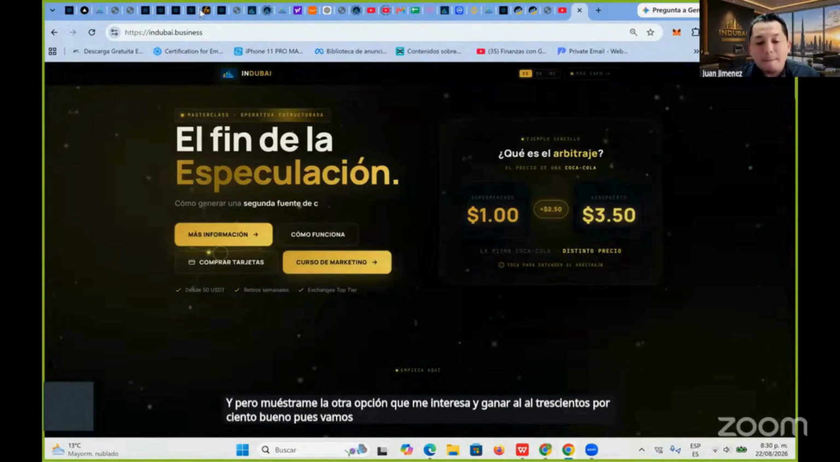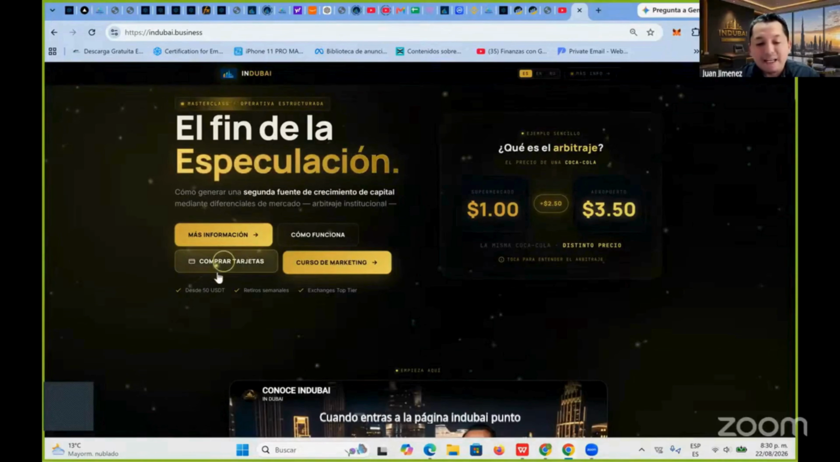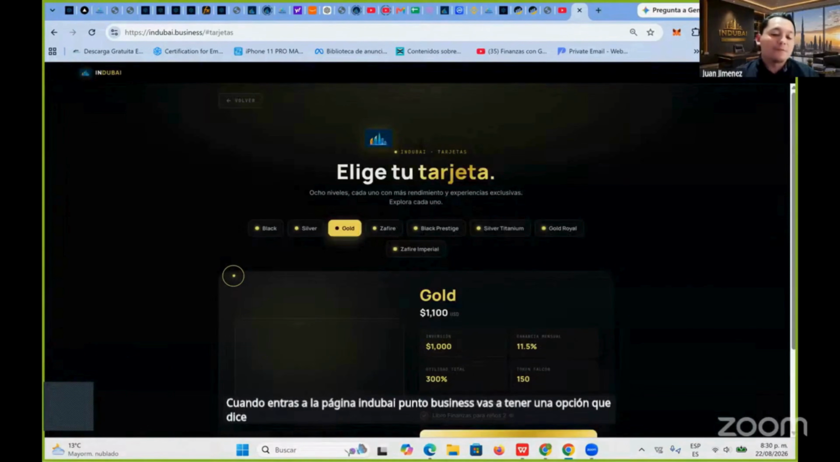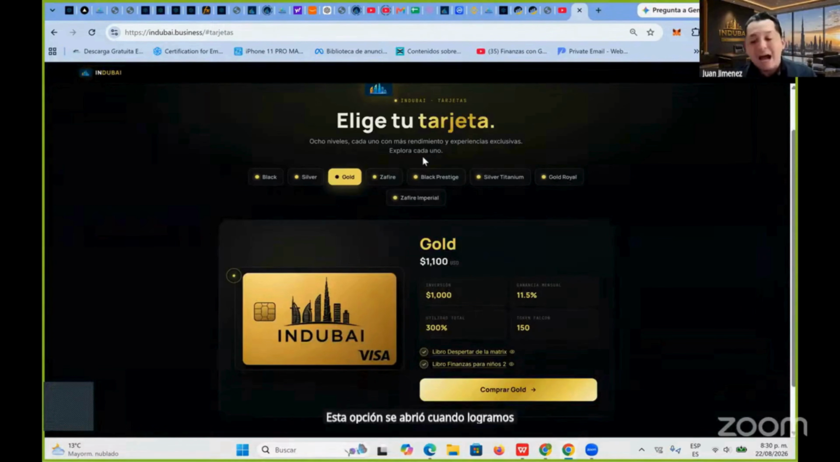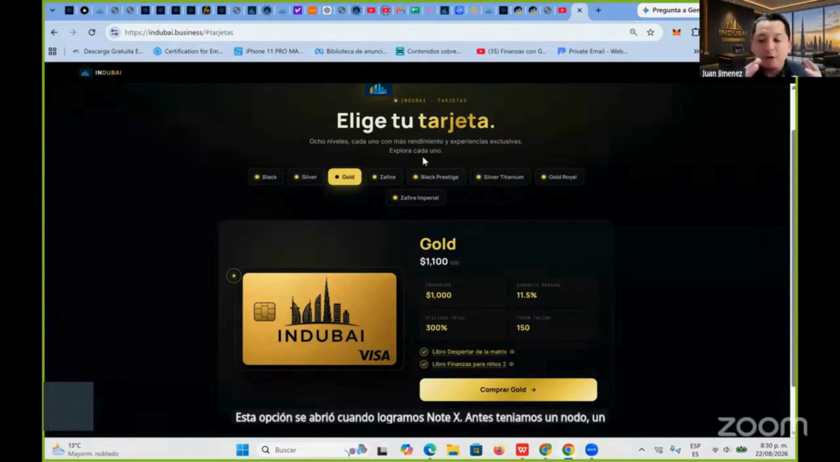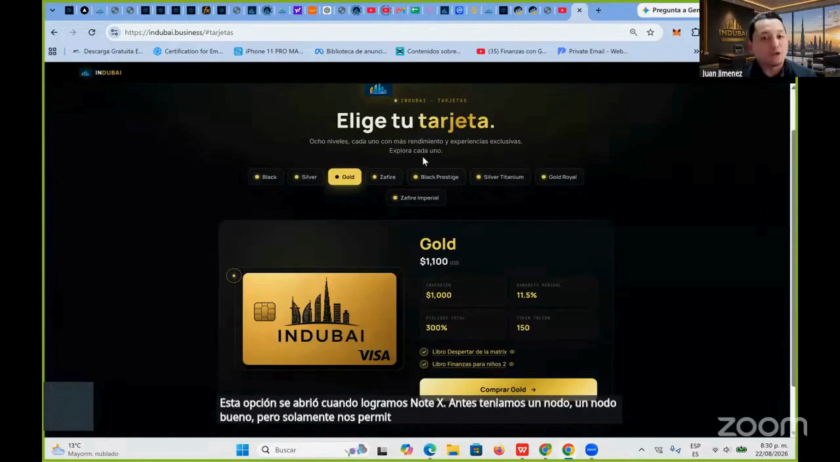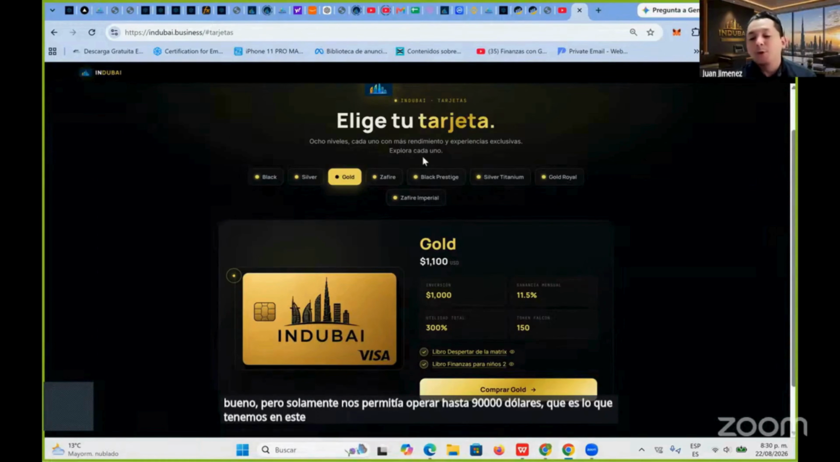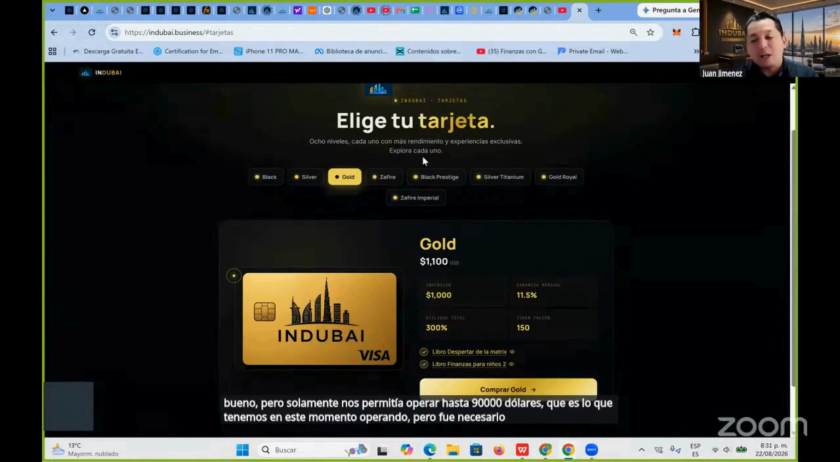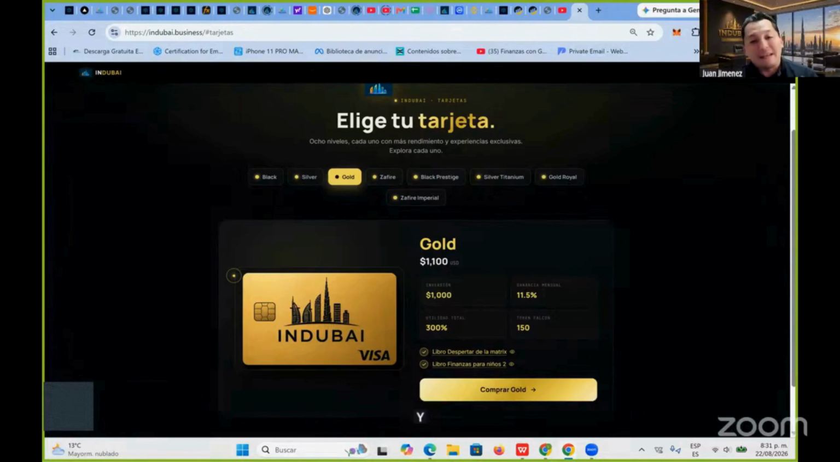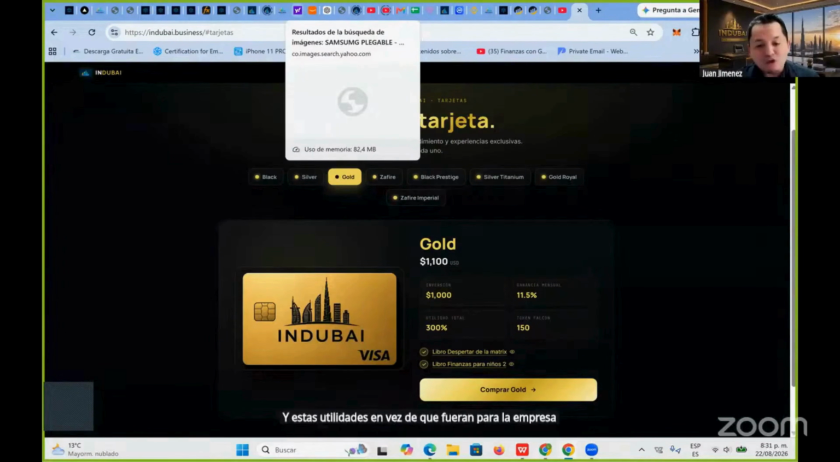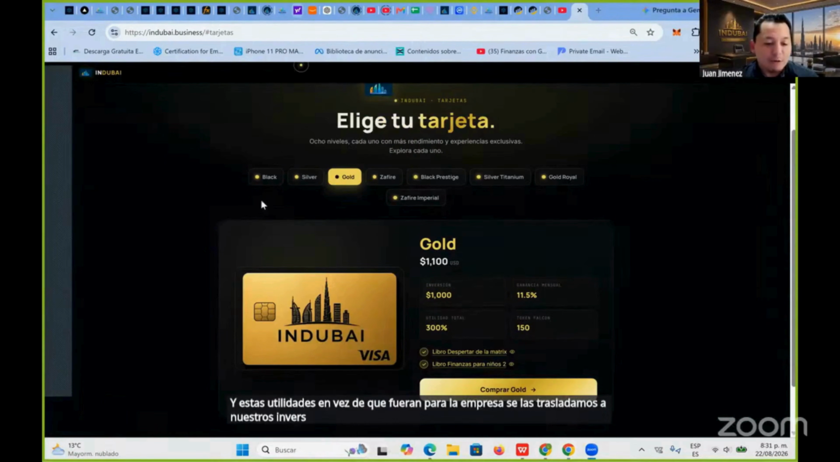When you go to the Indubai.business page, you will have an option that says buy cards. This option opened up when we achieved node X. Before we had a good node, but it only allowed us to operate up to $900,000, which is what we currently have operating. But it was necessary to acquire a new node, and it allowed us to generate higher profits. And these profits, instead of going to the company, we pass them on to our investors and our partners.